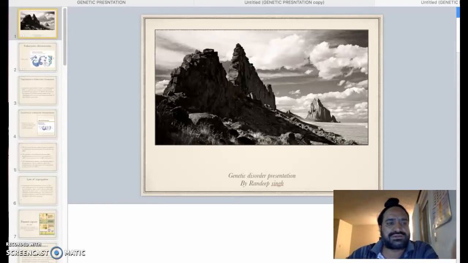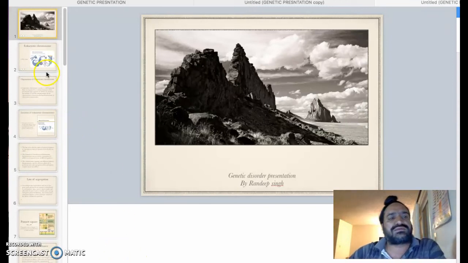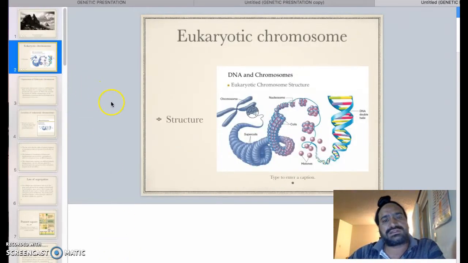Today, I would like to speak about a genetic disorder presentation. First of all, I would like to speak on eukaryotic cells. And in this diagram, you can easily see eukaryotic chromosomes. It shows DNA and chromosome eukaryotic structure.